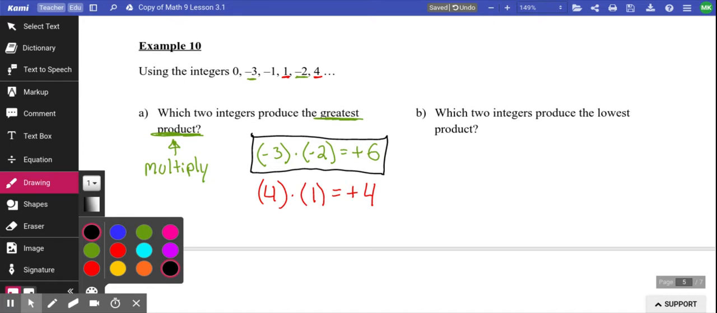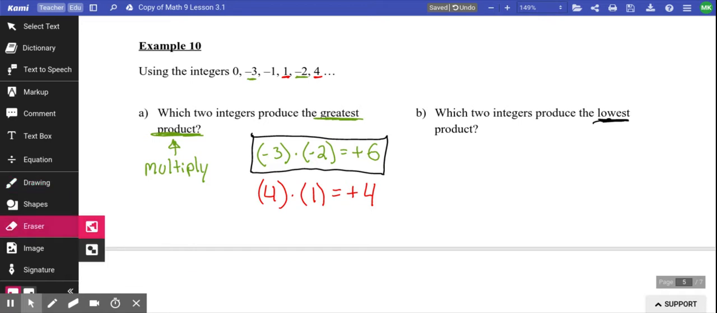Okay, so walk us through the next one. Don't just give me the answer. So if you're looking at B, 2 of the lowest, that means the smallest, would we want a positive or a negative answer? You'd want a.